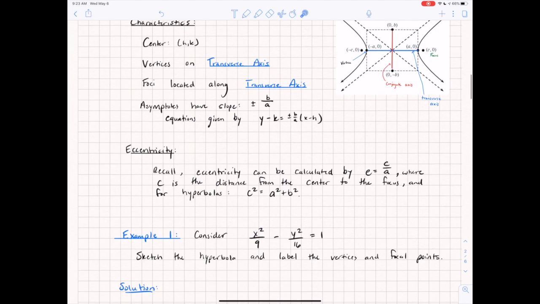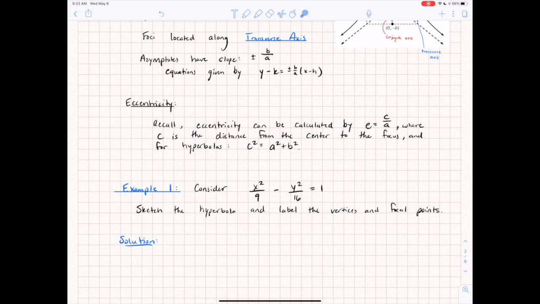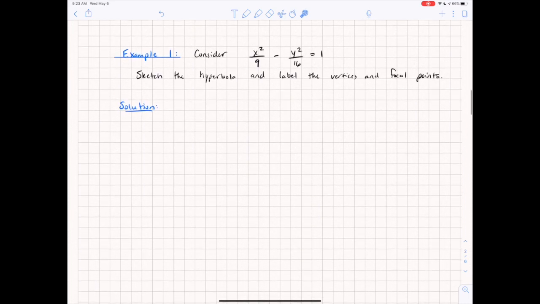So let's consider a new hyperbola, something that's similar to what we did before. Let's go through and sketch it, and then let's label where these points are. And then I'll formally define the general equation that you'll need to be able to work with.